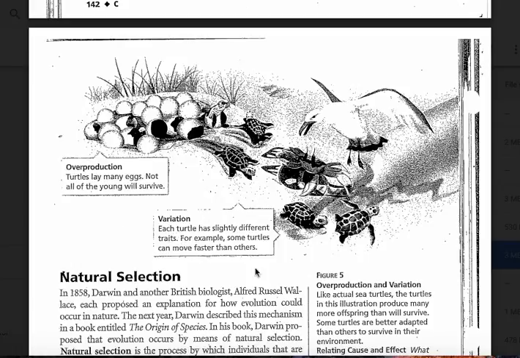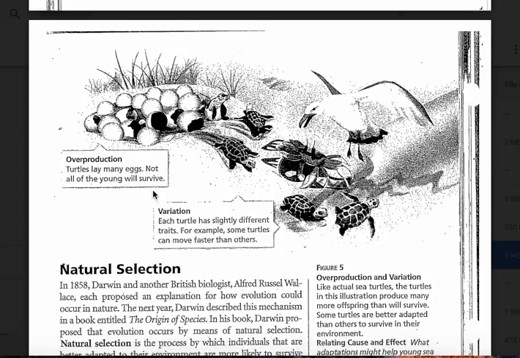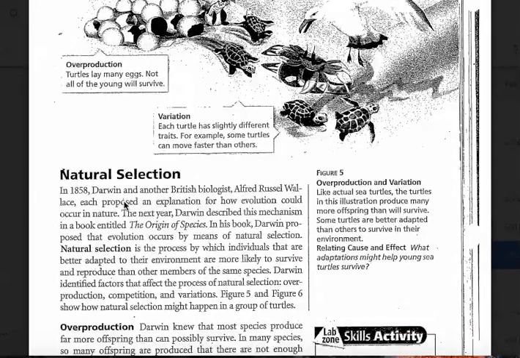Variation: each turtle has slightly different traits. For example, some turtles can move faster than others. Thinking about the larkies, overproduction, they would have 9 babies at a time. And remember, when we were doing the natural selection, pulling the tiles, not every larky survived, and so we didn't write everyone down. Then the variation was that of the ones that did survive, there was still a variation of traits, right? Slightly different traits.